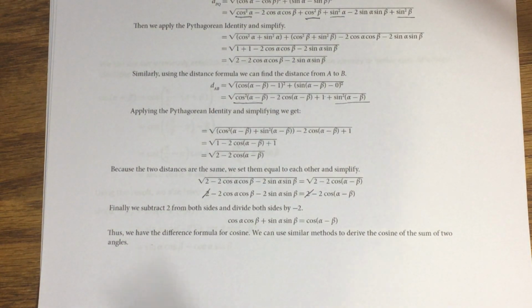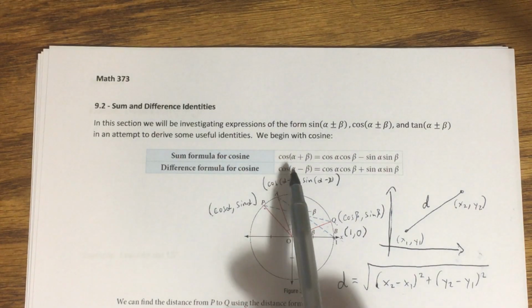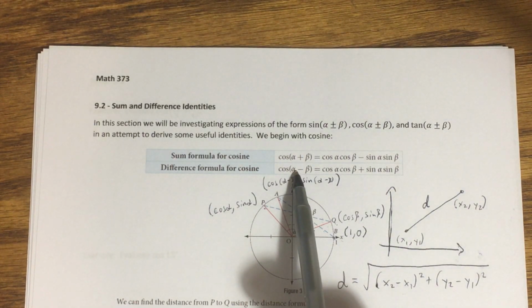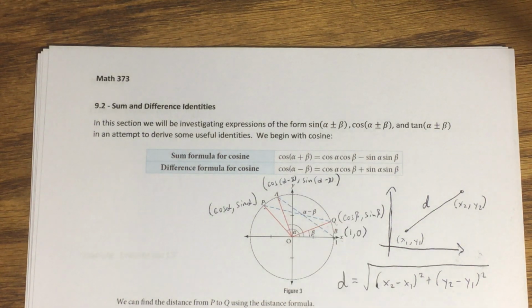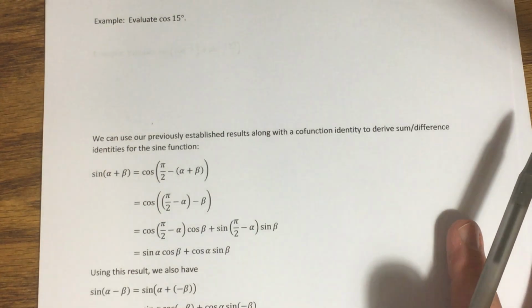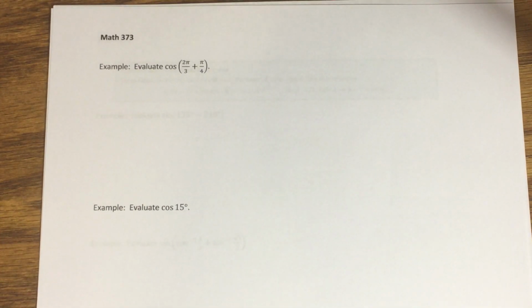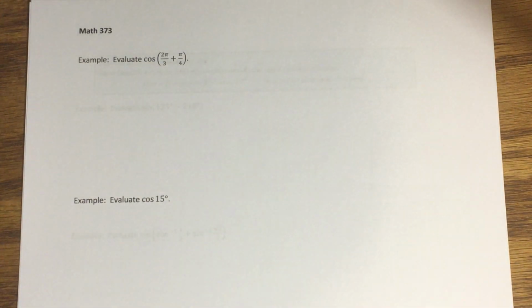You can go through very similar steps to establish the sum formula, which looks very similar to the difference identity for cosine, just with a minus where we had a plus originally. So that's a long derivation. There's a lot to go through there. Let's get into something a little more concrete, an example.